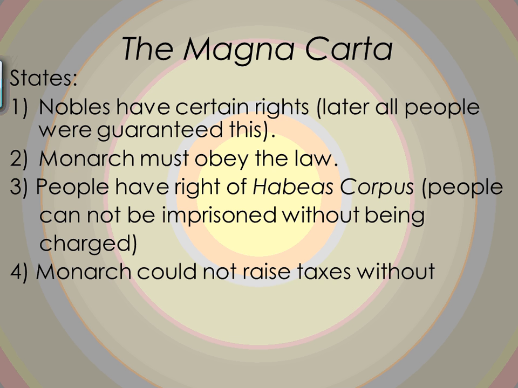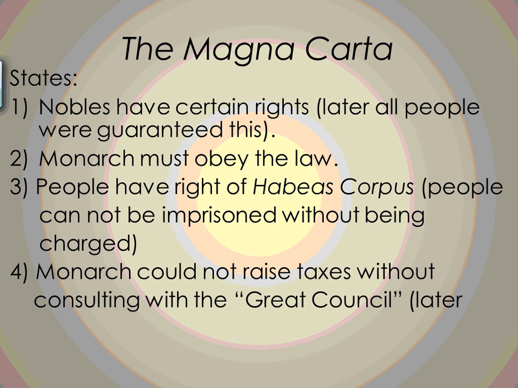The fourth thing is the monarch could not raise taxes without consulting the Great Council, and it later became called Parliament. You've probably heard of Parliament today. Parliament's made up of a group of English citizens, and that's what it was back then as well. They were nobles. The monarch could not raise taxes anymore without consulting with the Great Council or Parliament, who were made up of the nobles.